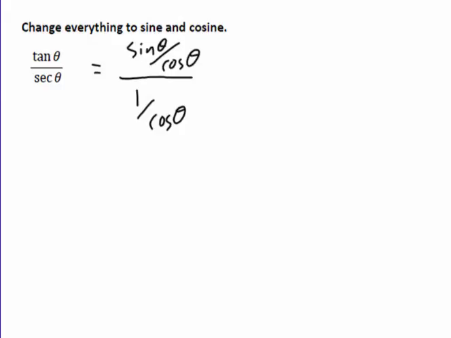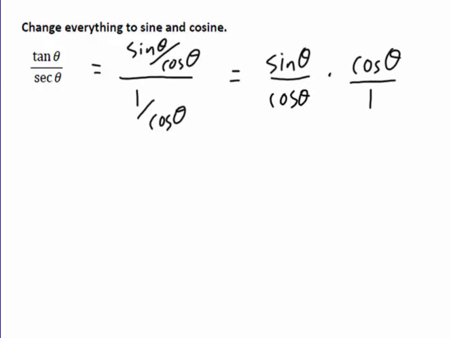Now, it might look pretty ugly right now, but what we're going to do is simplify this. And remember, when we divide a fraction by a fraction, it's the same as multiplying by the reciprocal. So sine theta over cos theta multiplied by the reciprocal of the denominator, cos theta over 1. And this is often what we want to do, get a numerator and denominator the same. If it's all multiplication, they can cancel each other out, and we're just left with sine theta. So changing everything to sine and cosine, a very, very powerful tool when we are simplifying a trig identity.